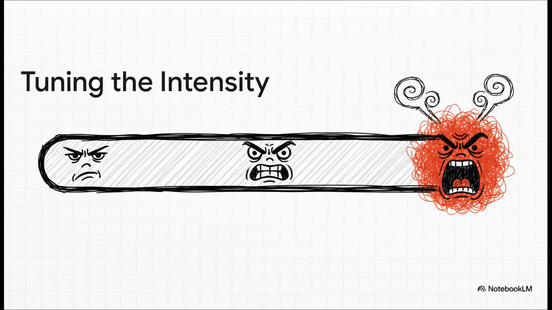And here's the final piece of the puzzle, tuning the intensity. It's like having a volume knob for your feelings. You don't just have to be angry, you can dial it down to being slightly miffed, or you can crank it all the way up to absolutely livid. You're not just nervous, you can be a bit nervous, or you can be terrified. This gives you total control over the exact emotional temperature you want to get across.